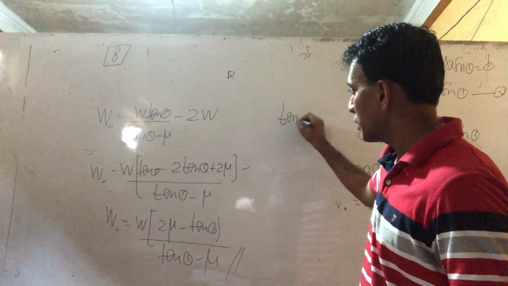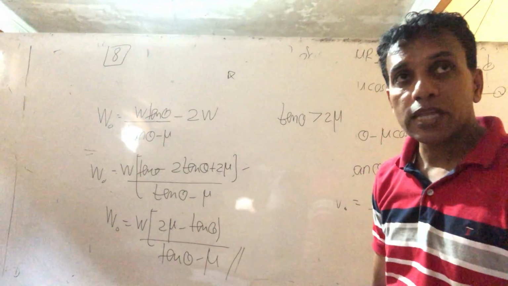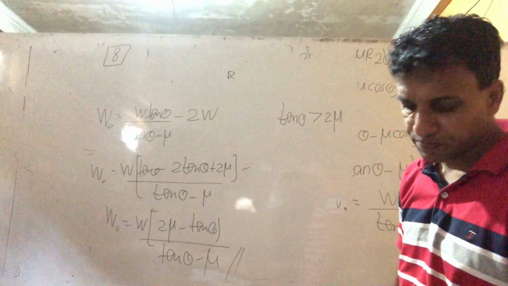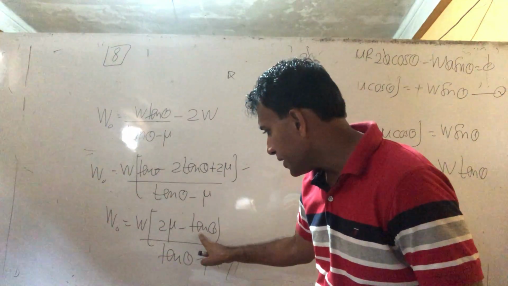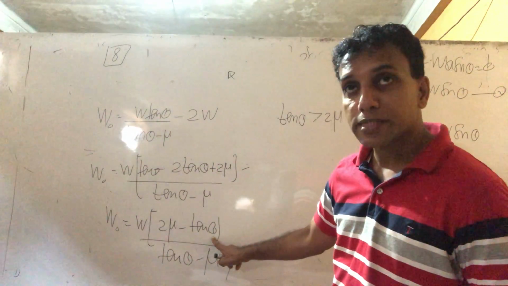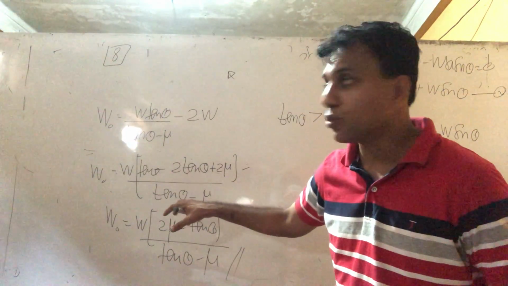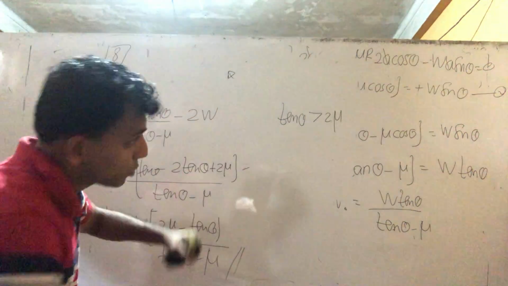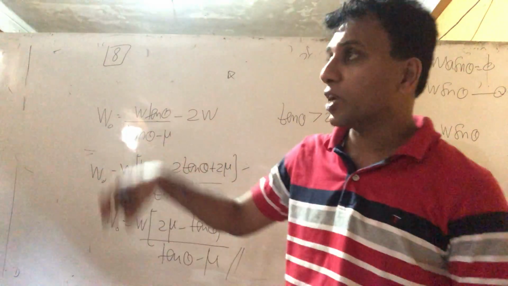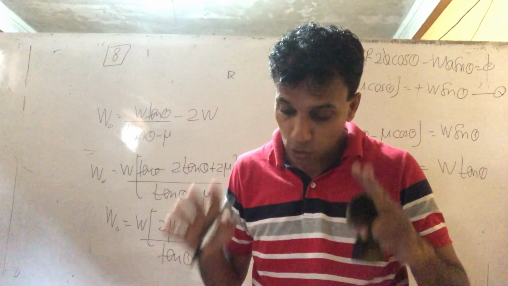Tan theta greater than 2 mu. Explain the meaning of tan theta greater than 2 mu. What happened here? Tan theta is larger than that, so W naught is negative. That means it comes down, it goes up, therefore slip. The rod slips. Initially, if you keep the W naught, the system won't slip. To avoid that is the cause.